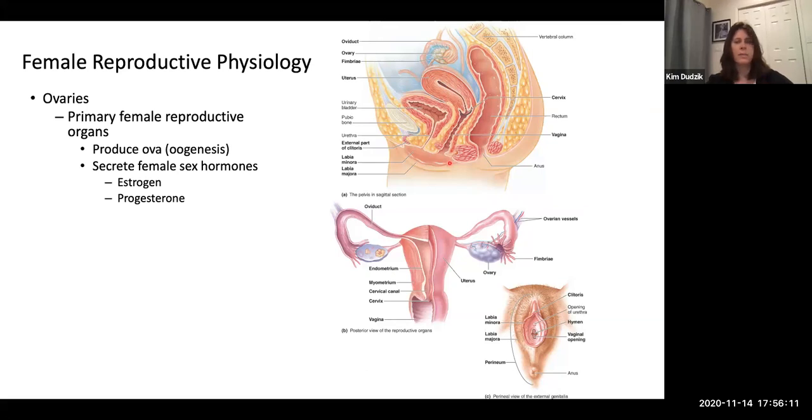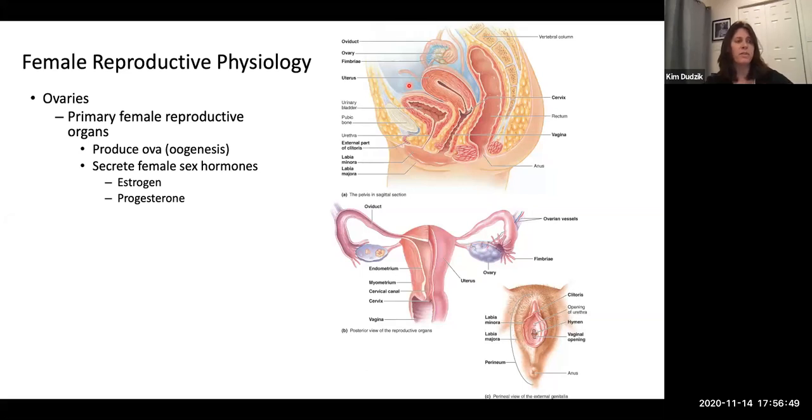Let's see. The primary reproductive organs are the ovaries, right? They produce, again, the ova through oogenesis. And they're also endocrine glands, so they're going to secrete the female sex hormones, estrogen and progesterone, right? Later on, we're going to see estrogen is very essential for the ova maturation and release. We'll look at all the hormone relationships.